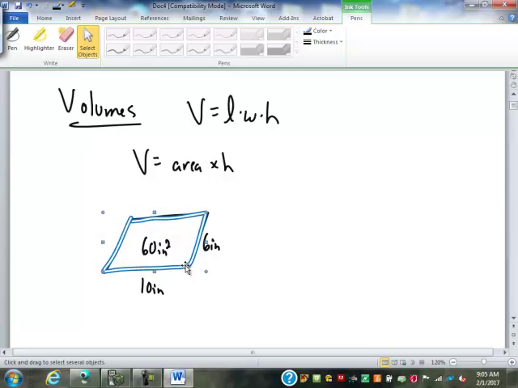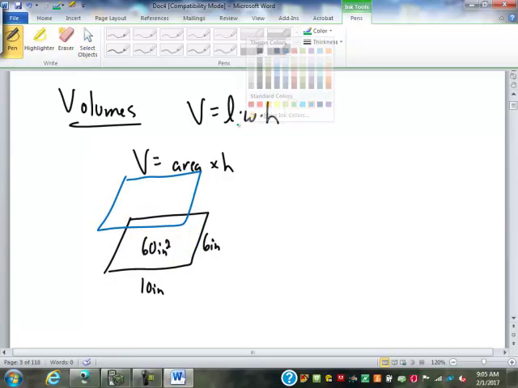Well, if I take that area and pull it through space, I've now created a box or a volume, just like taking that original segment and pulling it to make an area. So the size of that is equal to the area of whatever that original piece was, times whatever distance we moved, times whatever height we've given it.